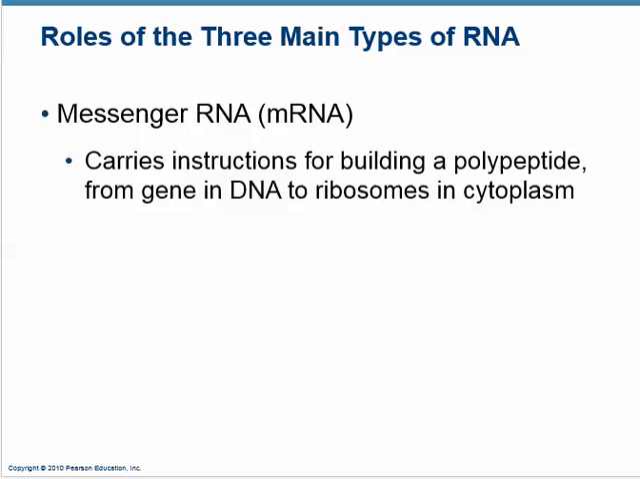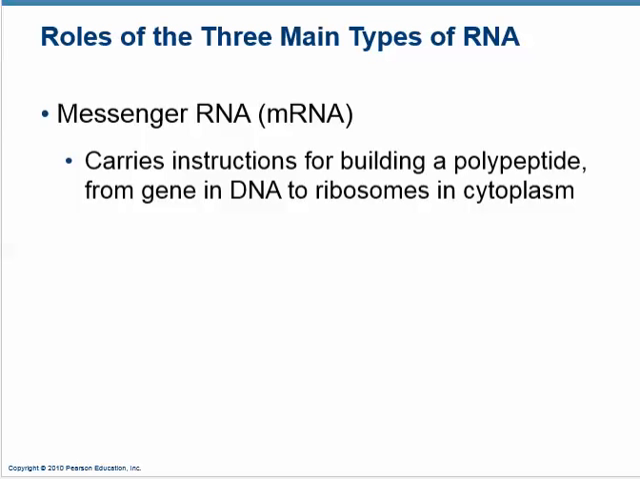There's a couple of types of RNA. There's 3 types of RNA. The first one is called messenger RNA. And really, it carries the recipe for the single gene, for the single protein, from the DNA in the nucleus out to the ribosomes in the cytoplasm. That's why it's called messenger RNA.